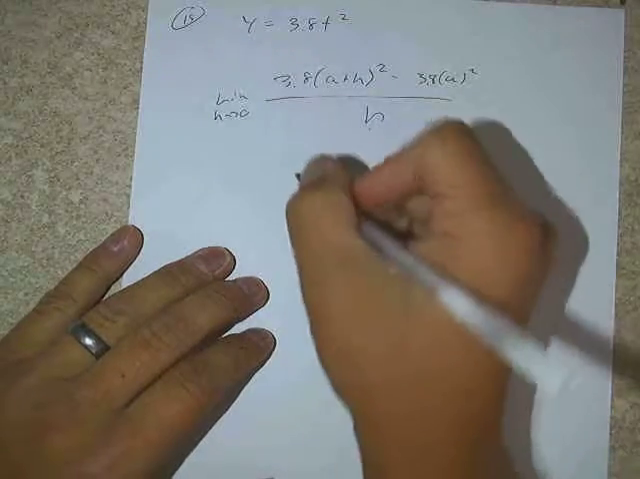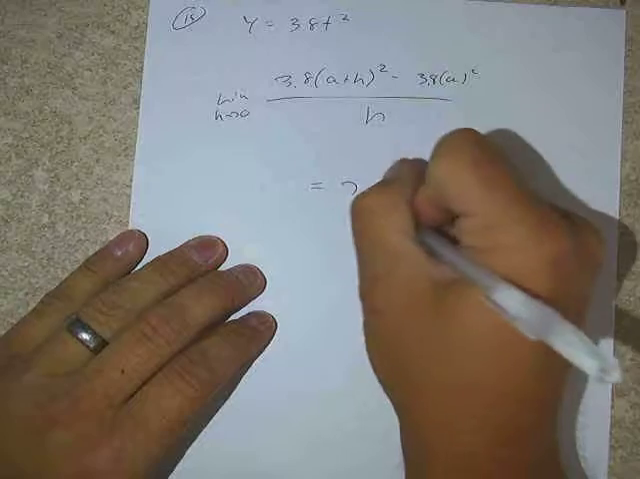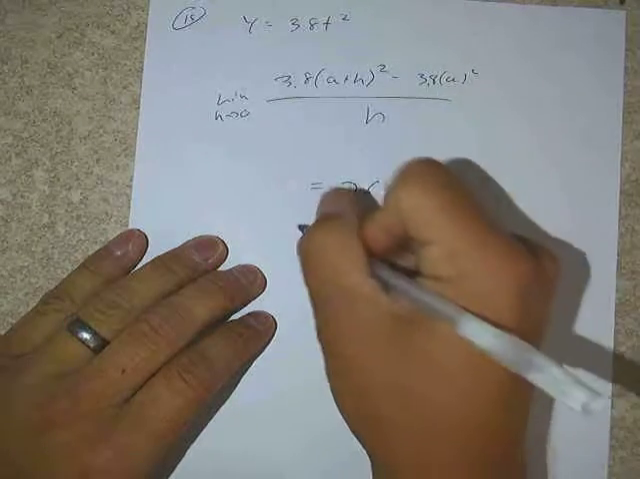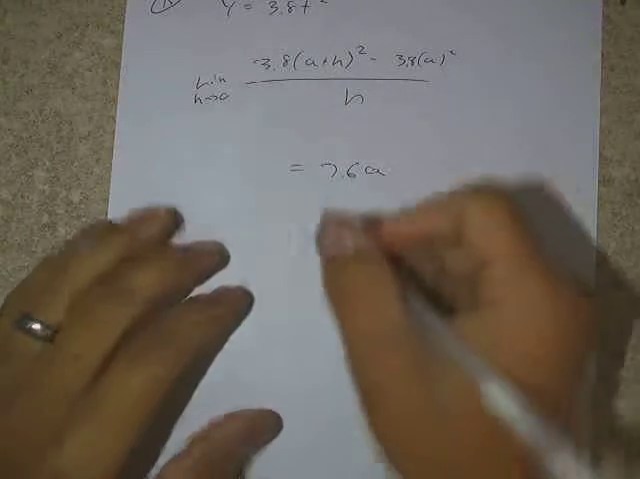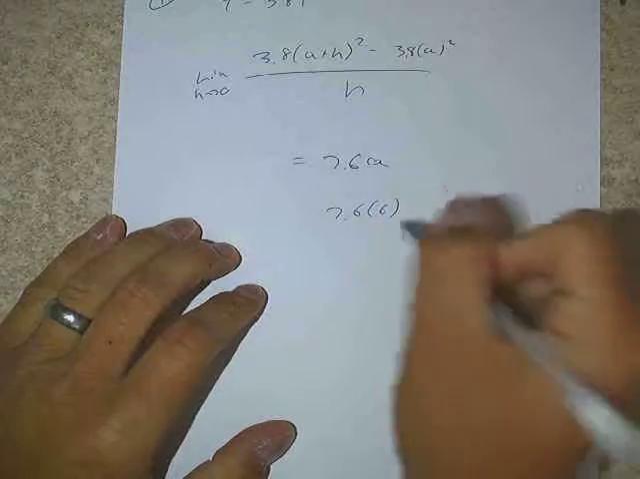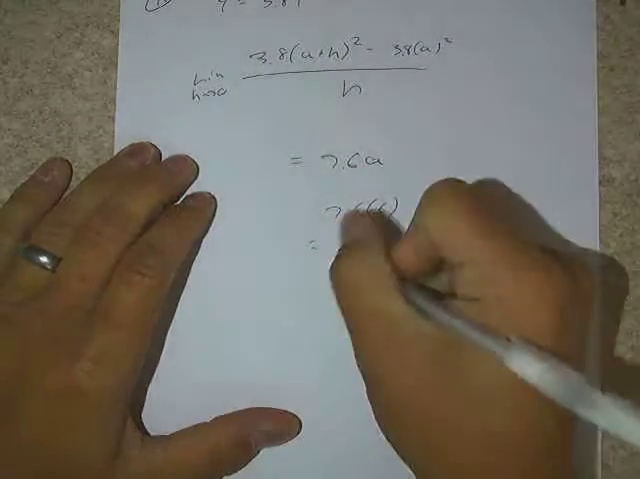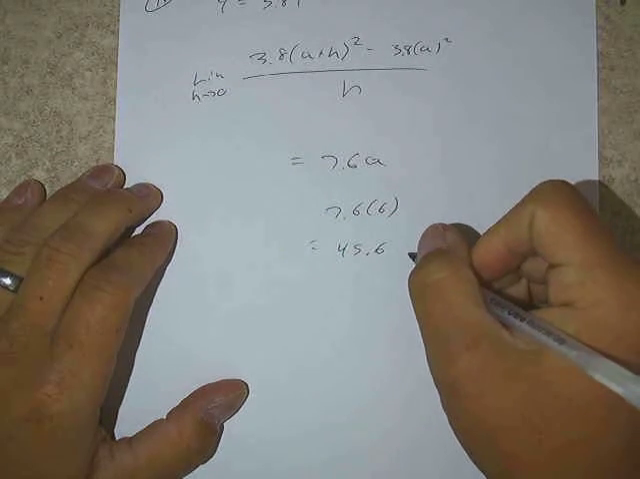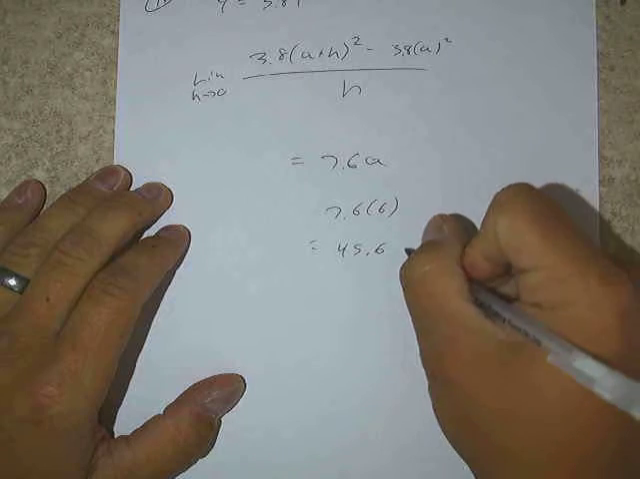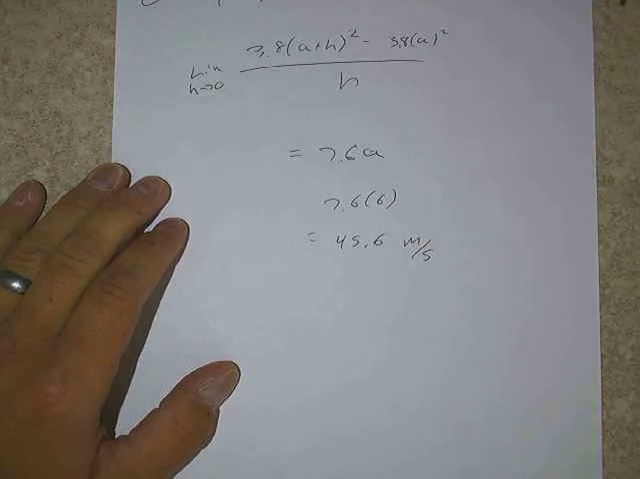Fair enough? And just because we don't have a ton of time, I'm going to go right to the answer. I'll let you do the algebra and practice that. Ultimately the answer is 7.6a. So for our problem, we want to know the slope at what time? Time 6. So it's just a matter of going 7.6 times 6. What is 7.6 times 6? 45.6. And keep in mind this is an instantaneous speed, so the units here would be meters per second.